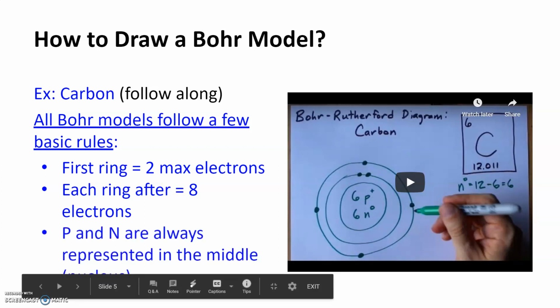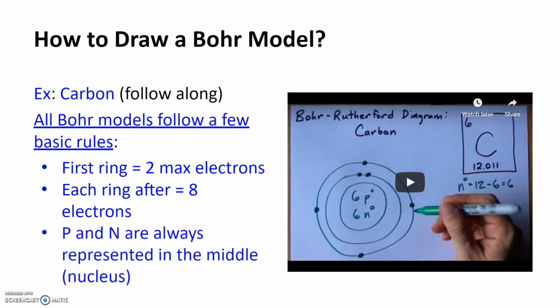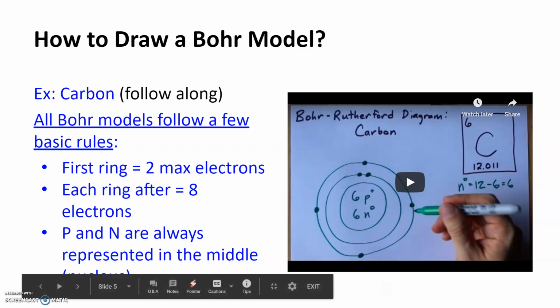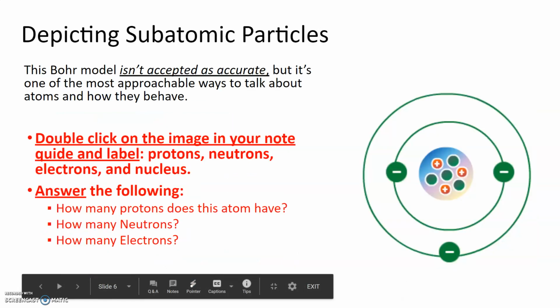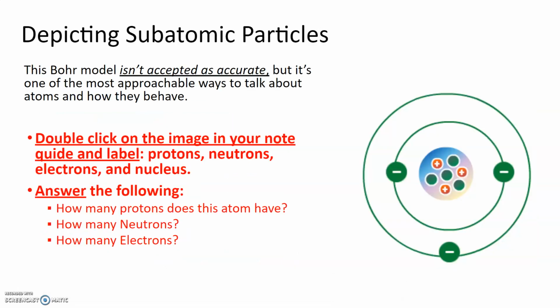Protons and neutrons are always represented in the middle. This is representing the nucleus. I want you guys to go through and think about depicting the subatomic particles in the atom. The Bohr model is not accepted as literally accurate, but it's a really approachable way to talk about atoms and how they behave. So it's a really powerful model for us.